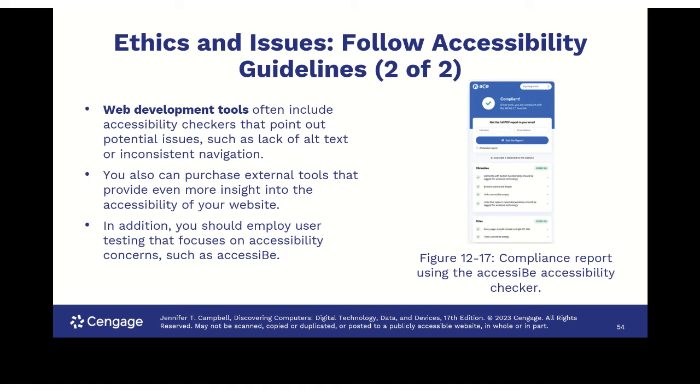Web development tools often include accessibility checkers that point out potential issues such as lack of alternative text. So this is one of the important things. Or inconsistent navigation. You can also purchase external tools that provide even more insight into the accessibility of your website. In addition, you should employ user testing that focuses on accessibility concerns.